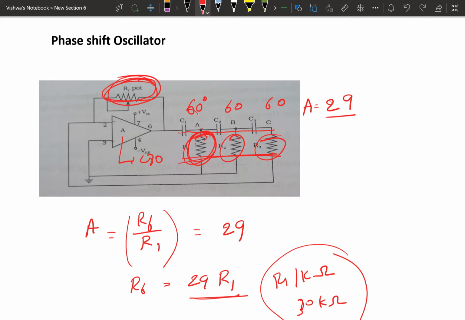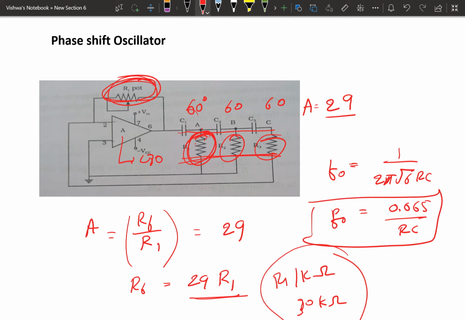Then that particular resonating frequency f naught is 1 by 2 pi root 6 RC, which can be simplified as 0.065 divided by R into C. Okay, this is about phase shift oscillators. So using an operational amplifier we can make a phase shift oscillator. In the next class we will go for another application, the Wien bridge oscillator, and finally we can solve some problems based on operational amplifiers.